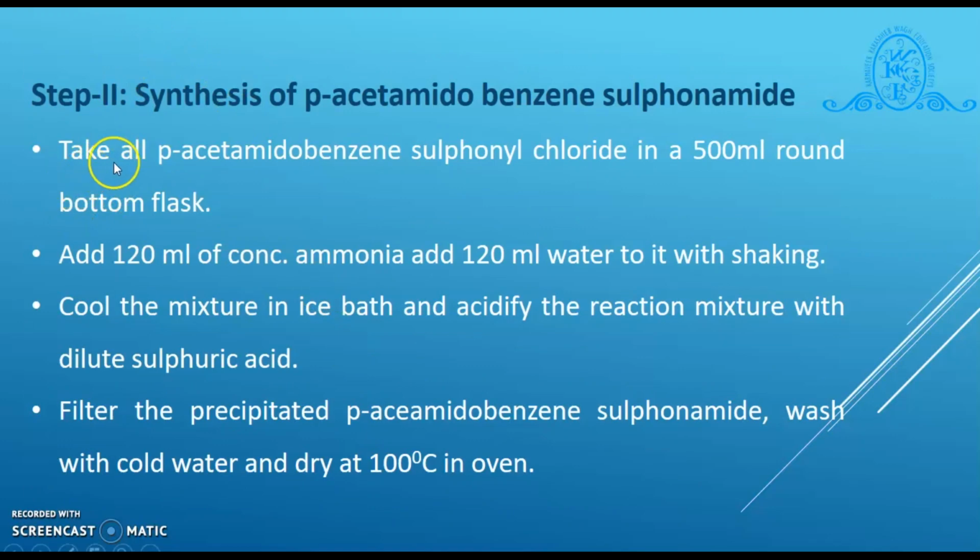In this procedure we take all the para-acetamidobenzene sulfonyl chloride obtained from step 1 in a round bottom flask, and add 120 ml of concentrated ammonia and 120 ml of water with shaking. Cool the mixture in an ice bath and acidify the reaction mixture with dilute sulfuric acid. After that we undergo filtration, where para-acetamidobenzene sulfonamide is precipitated out, then wash with cold water and dry at 100 degrees Celsius in an oven. This is the step 2 procedure.